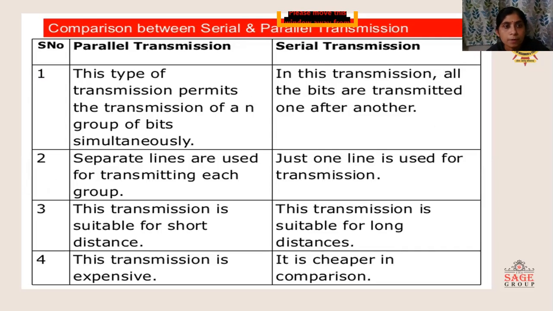And here are some comparison points between the serial and parallel transmission. In case of parallel transmission, n bits are transmitted simultaneously, whereas in serial the bits are transmitted one by one. Separate lines are used for transmitting each group in parallel, but in serial there is only one transmission line between transmitter and receiver. Parallel is suitable for short distance communication, but serial transmission is suitable for long distance transmission. Parallel transmission is expensive because a number of transmission lines are required, but in serial there is one transmission line, that's why less maintenance, less cost.